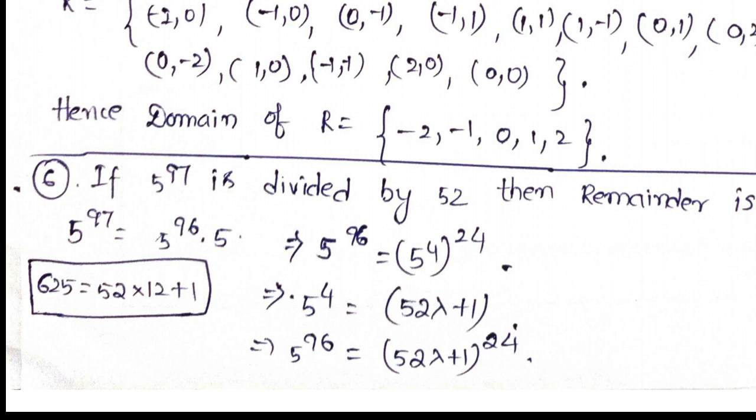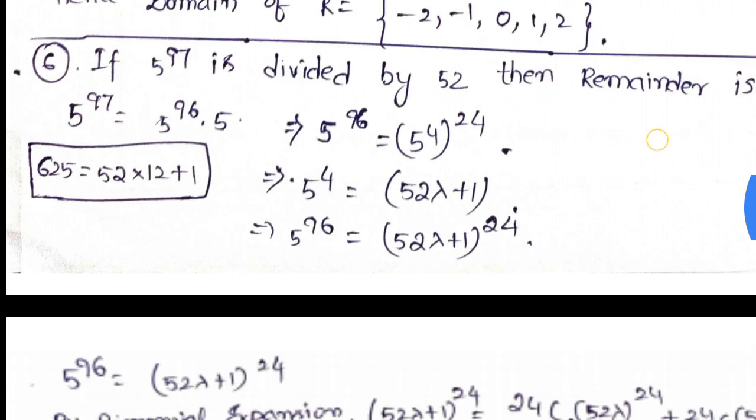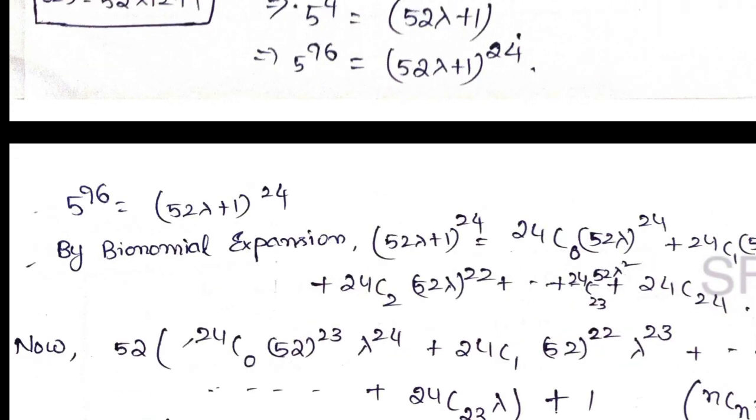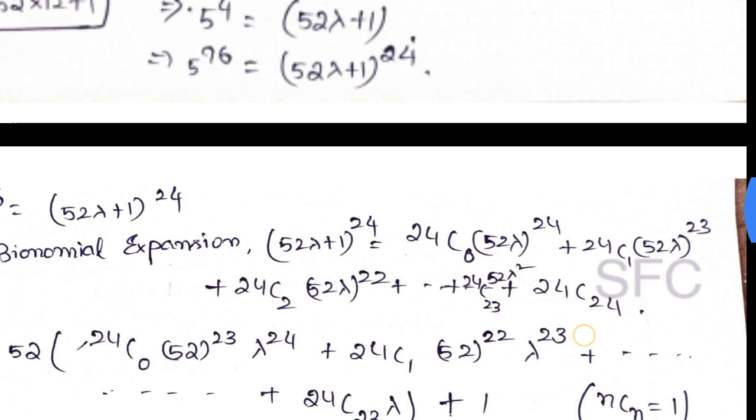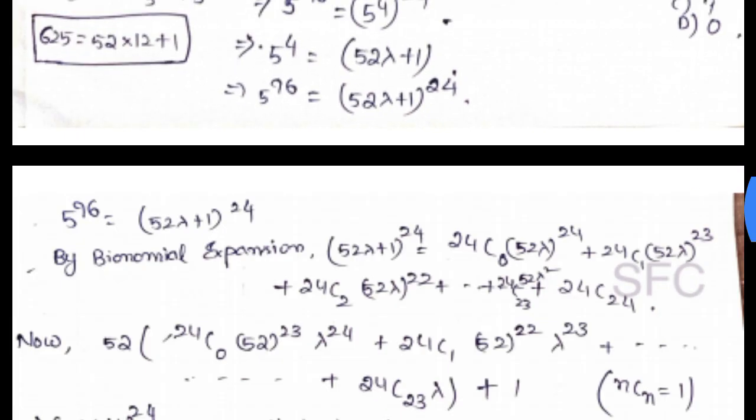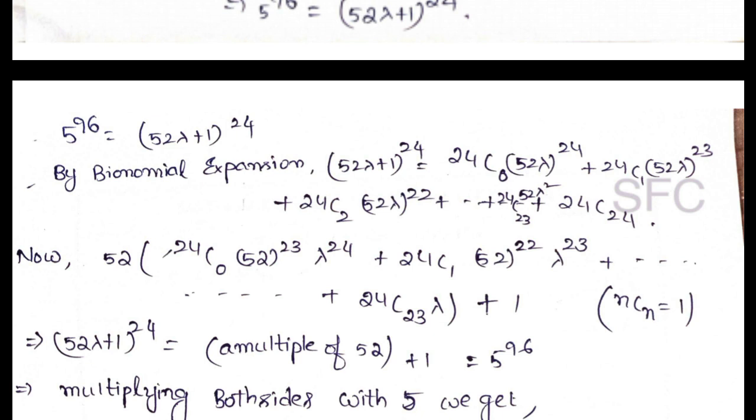Now 5 power 96 is equal to 5 power 4 whole power 24. Applying the power to both sides of this expression, 5 power 4 whole power 24 is equal to 52 lambda plus 1 whole power 24. By binomial expansion, we can write it as 24C0 (52 lambda) power 24 plus 24C1 (52 lambda) power 23, and so on, up to 24C24.